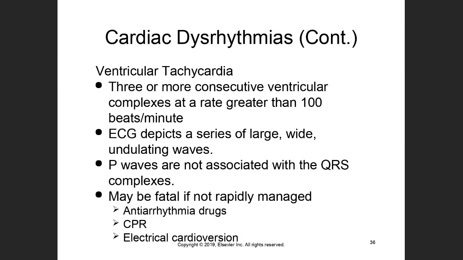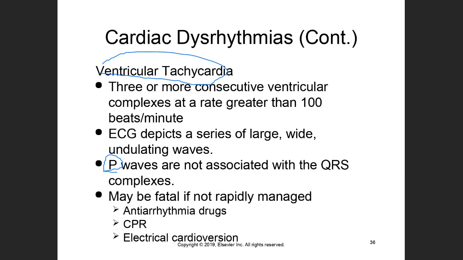Ventricular tachycardia is three or more consecutive ventricular complexes at a rate greater than 100 beats per minute. Remember, this is a fast tachycardia. Remember, arrhythmias are divided into fast and slow. This is one of the fast ones. P waves are not associated with the QRS, but you have P waves. Always you have to find the P wave, because if you don't have P waves, it's atrial fibrillation. It may be fatal if not rapidly managed, with antiarrhythmic drugs, CPR, and electrical cardioversion.